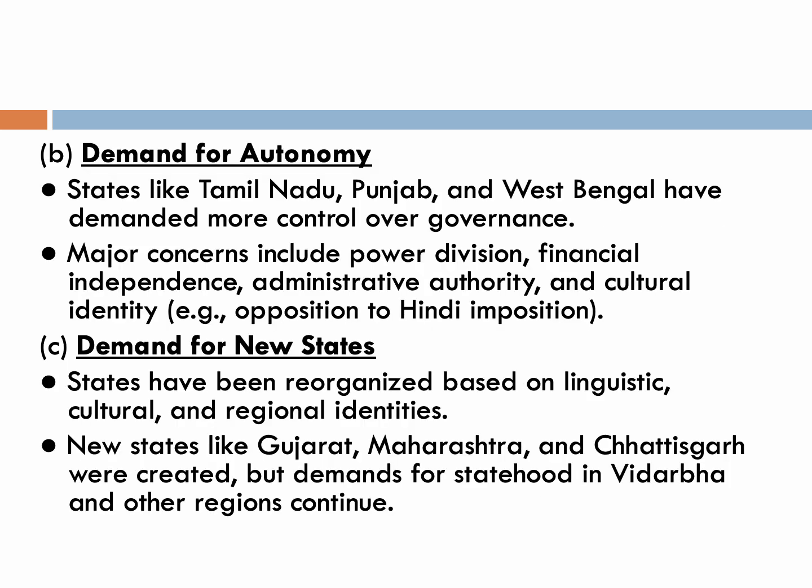Next, the demand for autonomy. States like Tamil Nadu, Punjab, and West Bengal have demanded more control over governance. Major concerns include the power division, financial independence, administrative authority, and cultural identity. Then, the demand for new states. States have been reorganized based on linguistic, cultural, and regional identities. New states like Gujarat, Maharashtra, and Chhattisgarh were created, but the demands for statehood in Vidarbha and other regions continue.